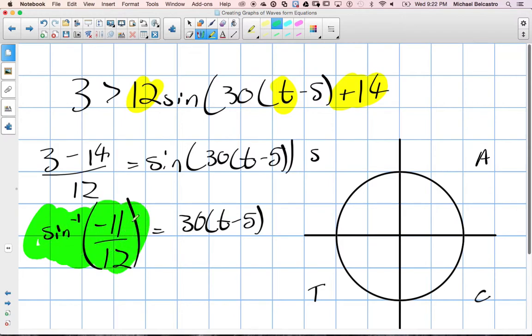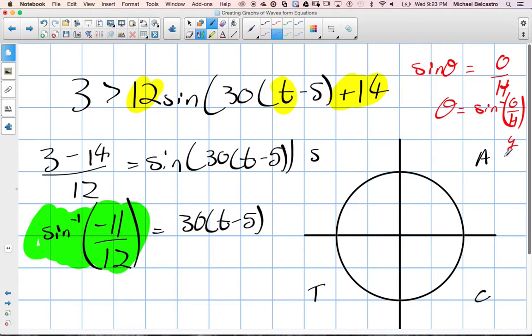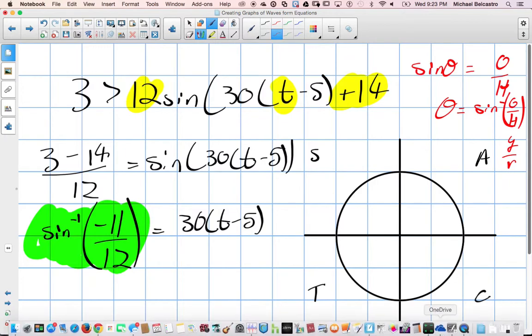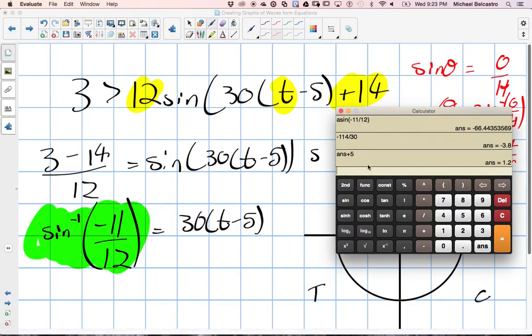Okay, because we know that sine theta is equal to the opposite over the hypotenuse. When looking for theta, the angle, we look for sine inverse of the opposite over the hypotenuse. And when we're in our unit circle, that's actually usually y over r. So that's the y value over the r. We can calculate what that's going to be. We'll use a calculator here, and we're in degrees. So second function sine of negative 11 over 12 gives us roughly negative 66.